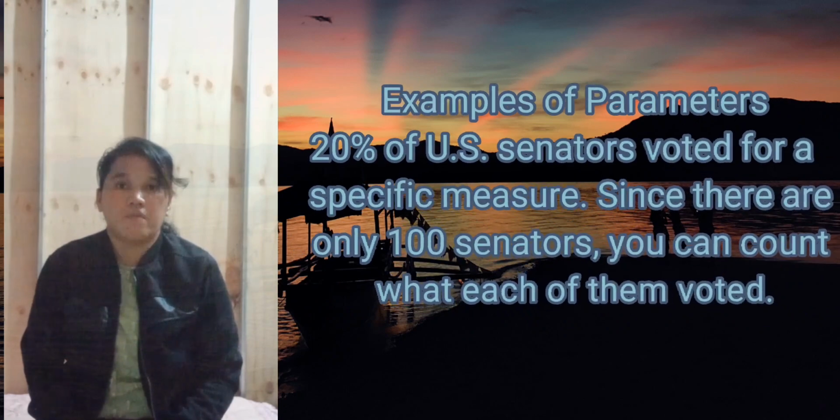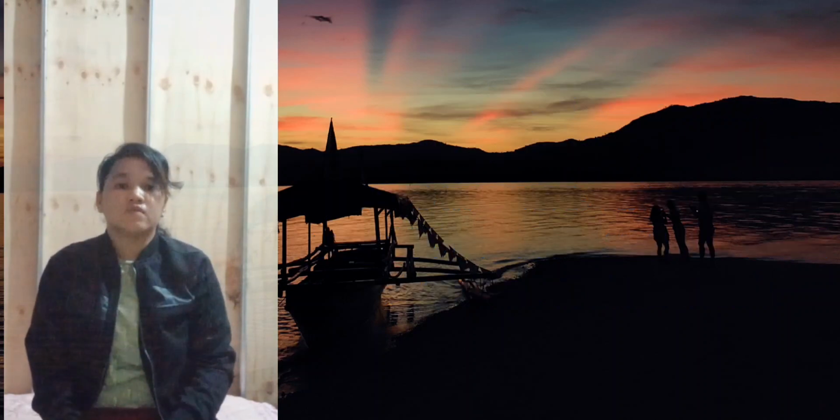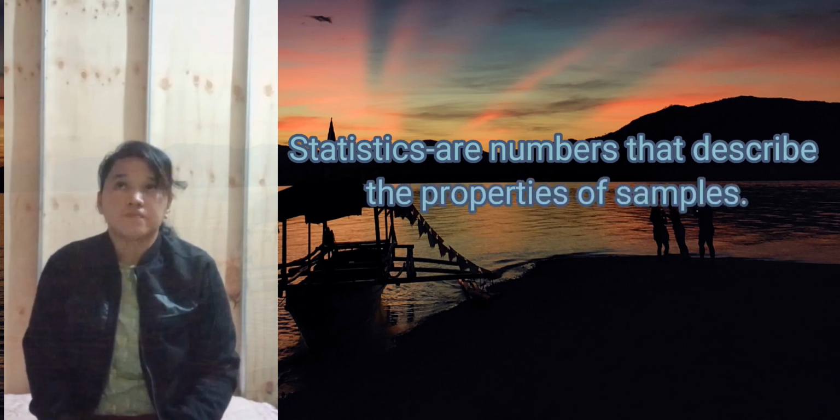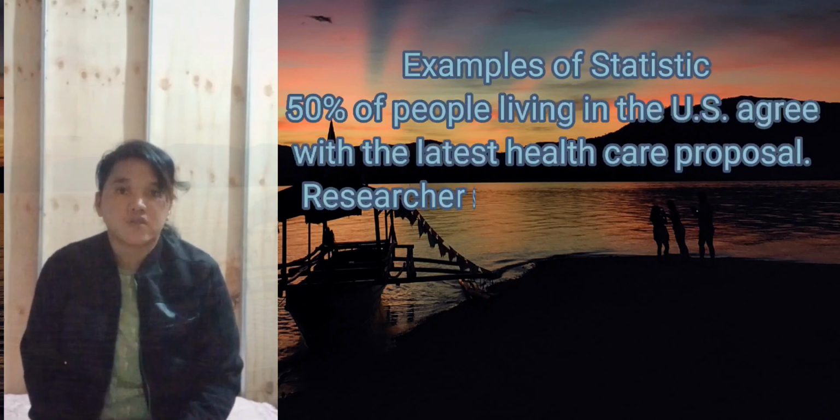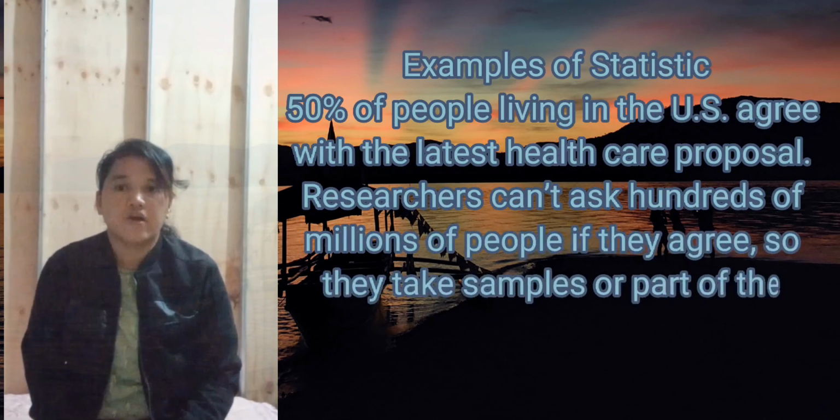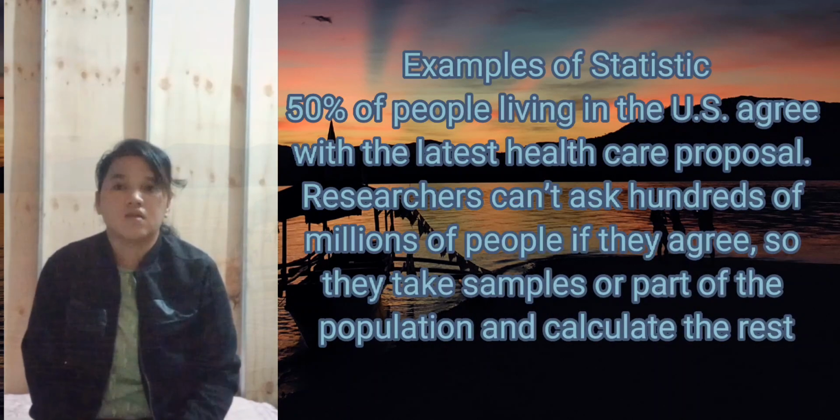Example of a parameter: 20% of US senators voted for a specific measure. Since there are only 100 senators, you can count how each of them voted. What is a statistic? Statistics are numbers that describe the properties of samples. Example of a statistic: 50% of people living in the US agree with the latest healthcare proposal. Researchers can't ask hundreds of millions of people if they agree, so they take samples, or parts of the population, and calculate the rest.